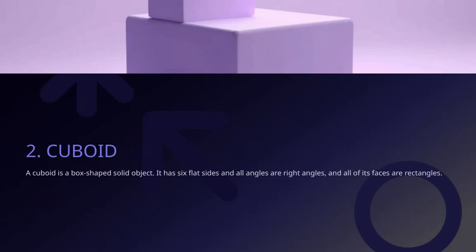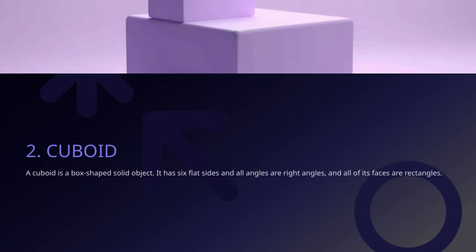Let's take a closer look at a cuboid. A cuboid is essentially a box-shaped solid object, which you might be familiar with from everyday life. It has 6 flat sides, and what's interesting is that all of its angles are right angles, meaning they measure 90 degrees. This gives it a very regular, structured appearance. Additionally, every face of a cuboid is a rectangle.